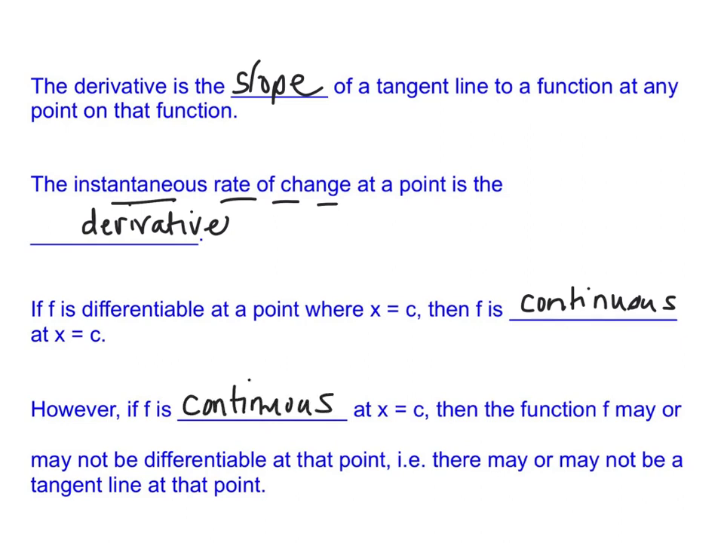However, if f is continuous, no holes, jumps, or asymptotes at this point x equals c, then the function may or may not be differentiable at that point. In other words, there may or may not be a tangent line at that point. There may or may not be instantaneous rate of change at that point. There might be a sharp corner. So continuity does not imply differentiability.